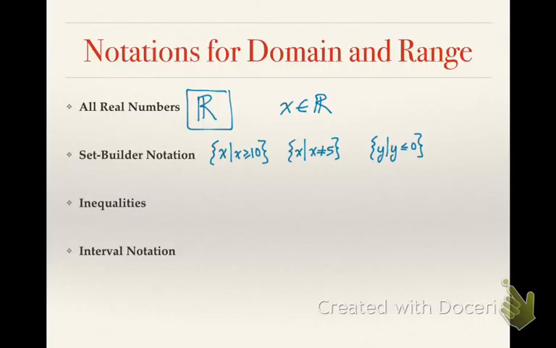Inequality notation, that's just simply the same thing as set builder notation, just without the set brackets. So you just say something like x is greater than or equal to 10, or x is not equal to 5, or y is less than or equal to 0.